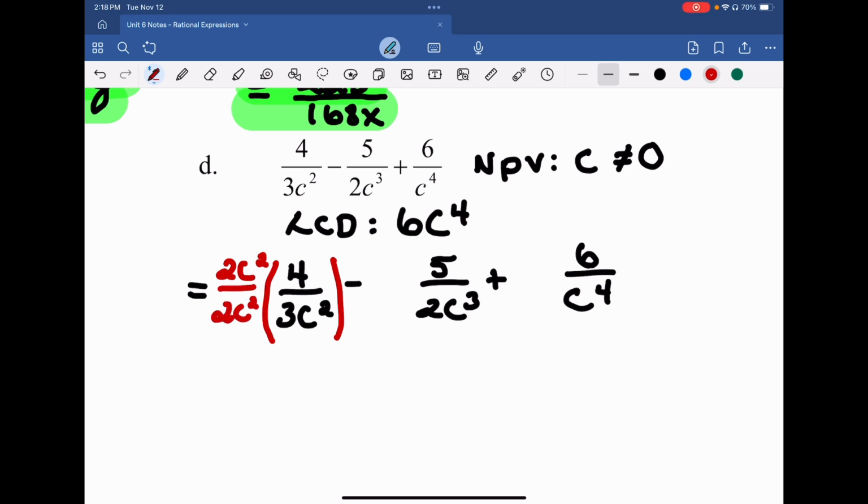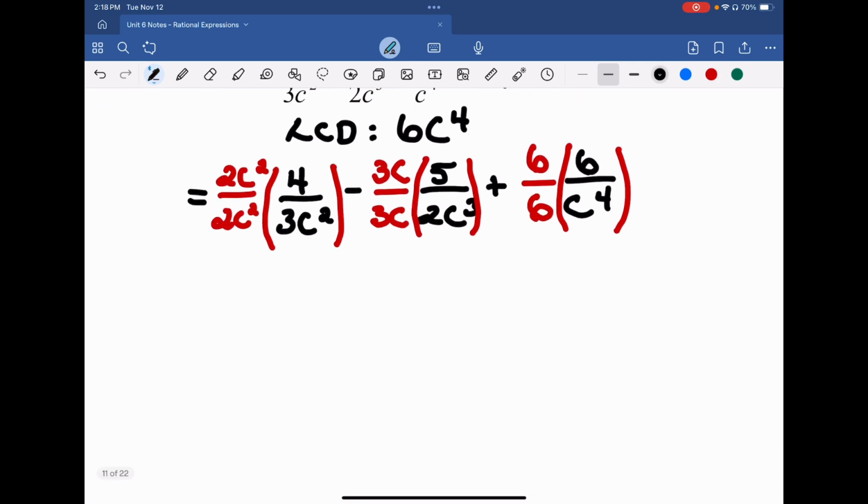Because by the product rule, we need to add their exponents. C2 and C2 make C4. I'm going to then multiply this one. If I want to make this go from a 2 to a 6, I must multiply by a 3. And then C3 to get to C4, I need 1C in there. So we're going to multiply by 3C and 3C. And then lastly, we just see that there's not a 6 out in front. So we're going to multiply it by 6, and then we're happy.